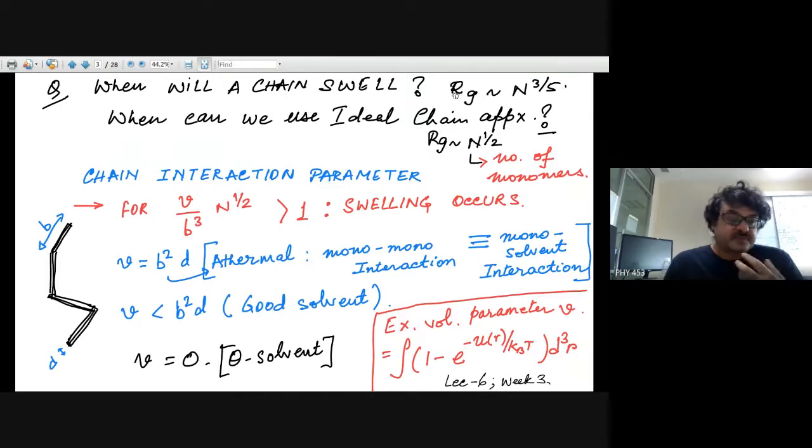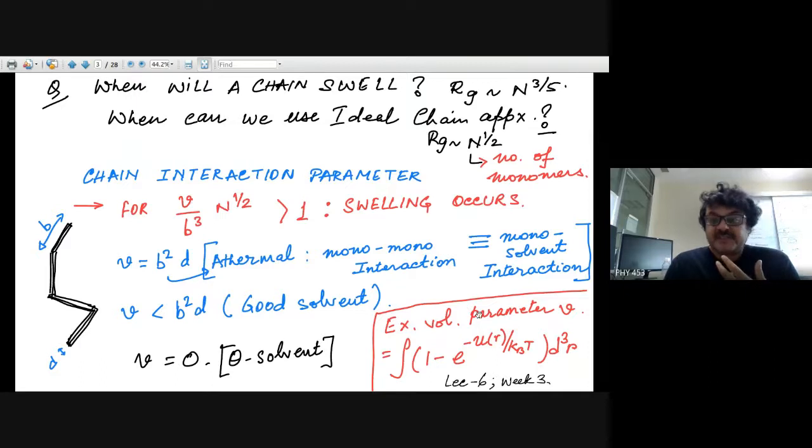Whereas, as you know, when excluded volume interactions become important, when the polymer is athermal, then the extent of the polymer as measured by the radius of gyration or the end-to-end vector goes as N to the power 3 by 5, which is the so-called Flory exponent. So to decide when a chain will swell, so that you have to use this description, or you can live with the ideal description, one has a parameter which is called the chain interaction parameter, and which goes as v.